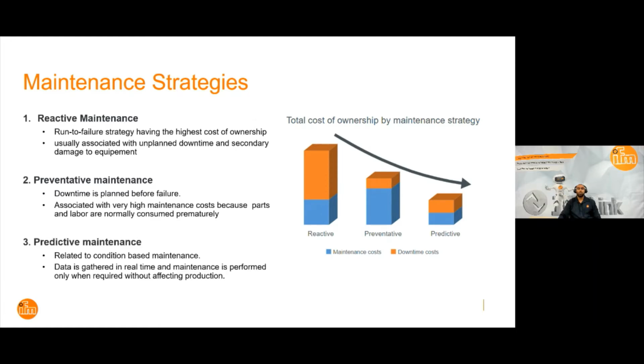The last type of strategy is a predictive maintenance strategy. So this is related to condition-based monitoring or maintenance. So data is gathered in real time and maintenance is performed only when required without affecting your production. So this is the preferred overall maintenance strategy that comes with the lowest downtime and associated costs thereof. And this is the area that we're going to be focusing on today.